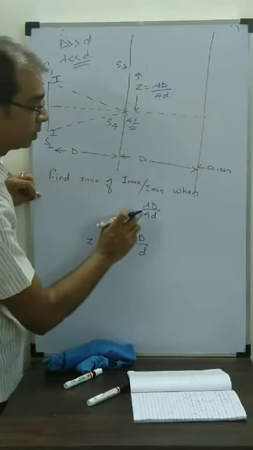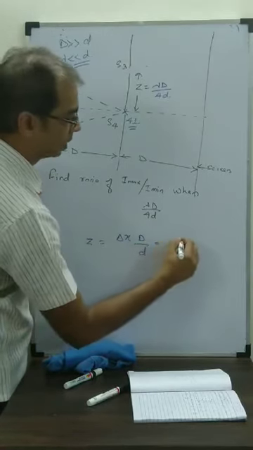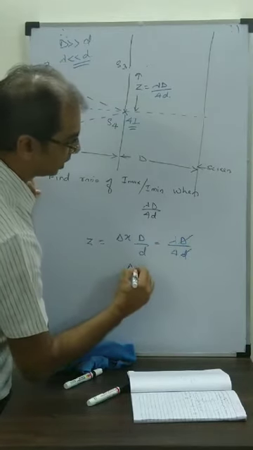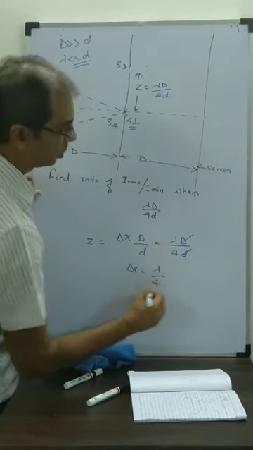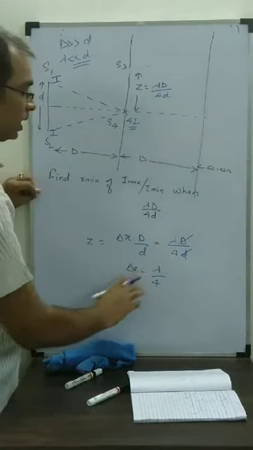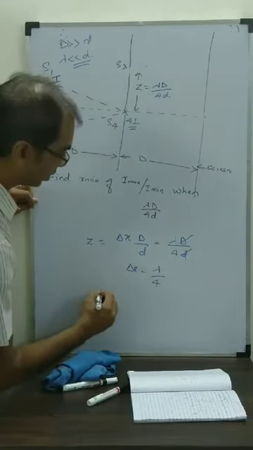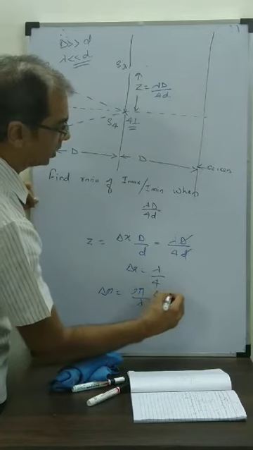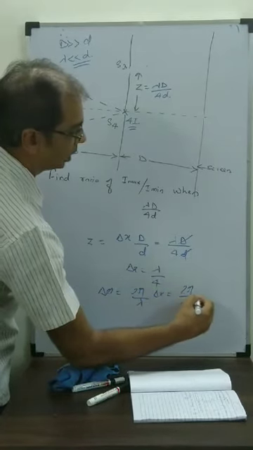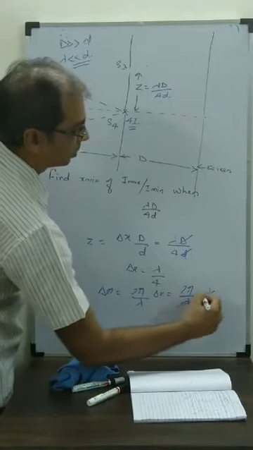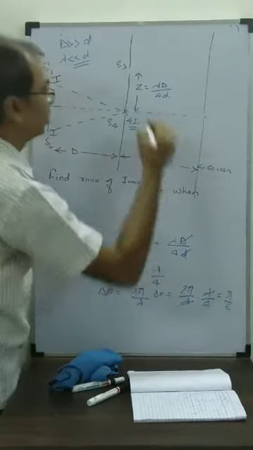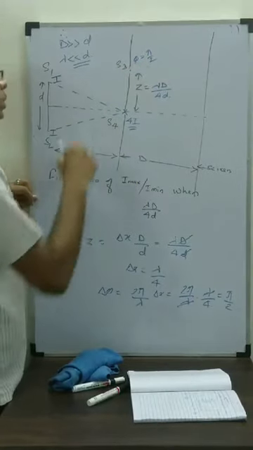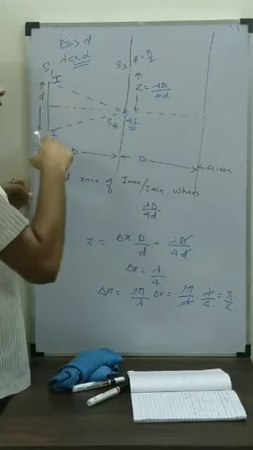And how much is this given to us? This value, lambda D by 4D. So this and this get cancelled. What we are getting is delta X, lambda by 4. So if delta X is lambda by 4, what is delta phi? Delta phi is 2 pi by lambda into delta x. That means 2 pi by lambda into lambda by 4. That means pi by 2. That means at this point, the phase difference is pi by 2 between the two waves which are coming from S1 and S2.